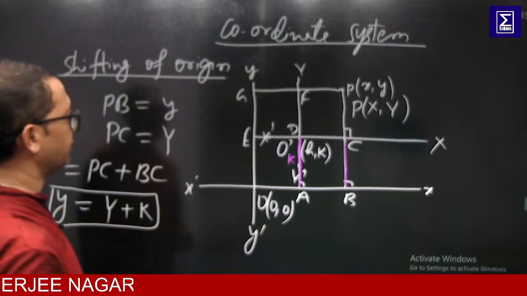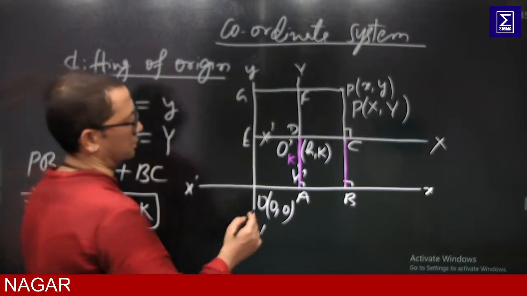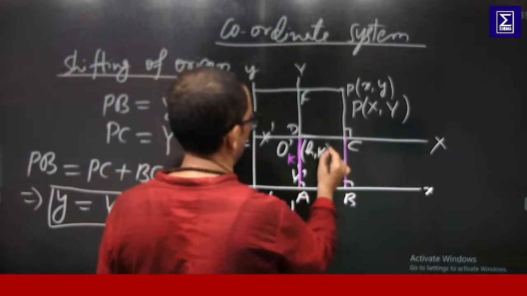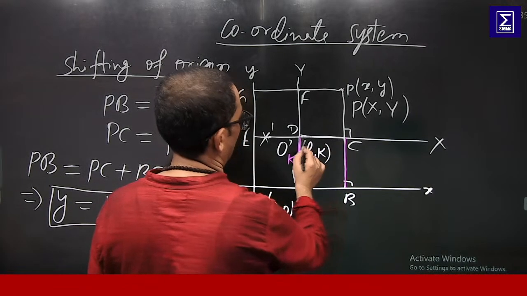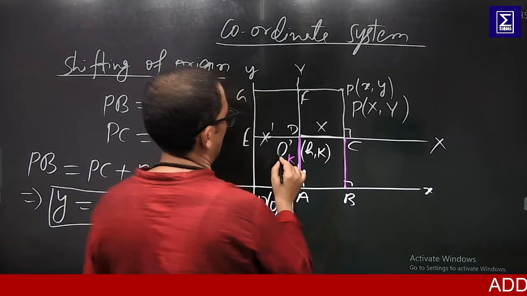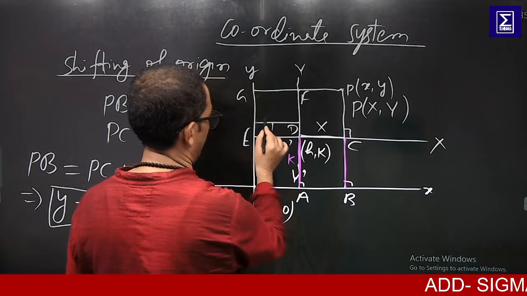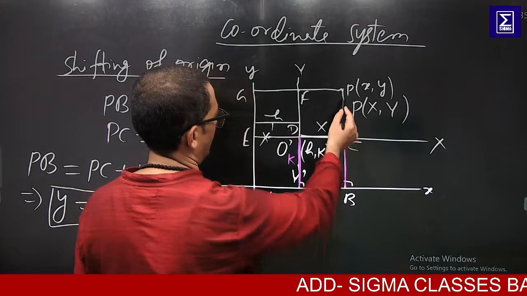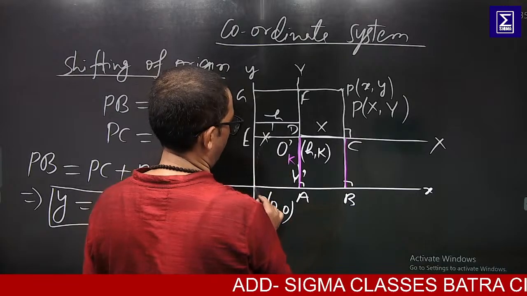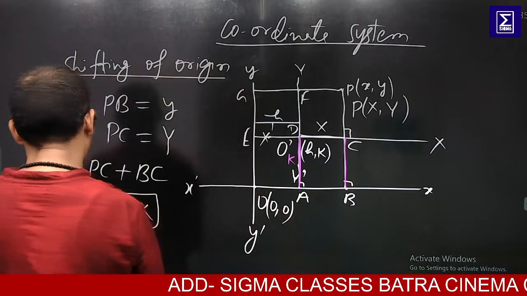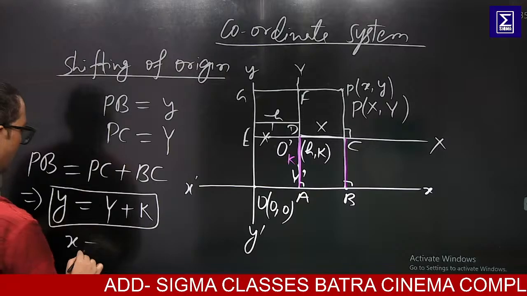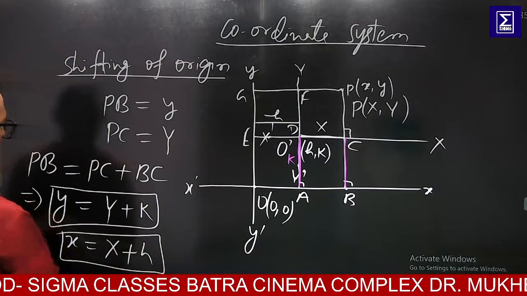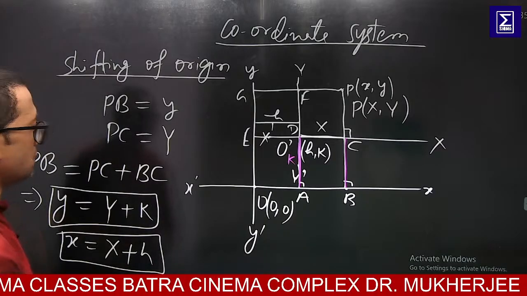In a similar way, if we want this length from here to here, so this is nothing but capital X. From here to here, this length is h. So from here to here, this length from O to B, OB, we can write small x is equal to capital X plus h. So we got the relation between x and y.